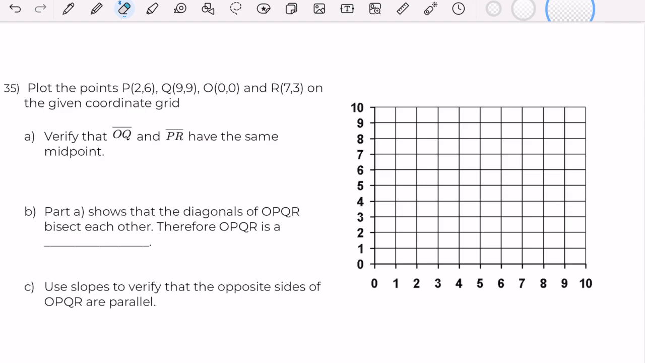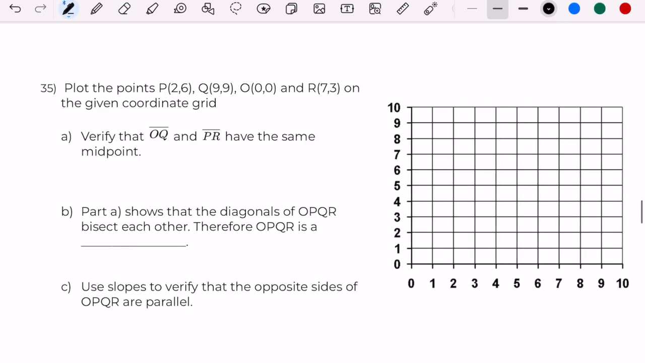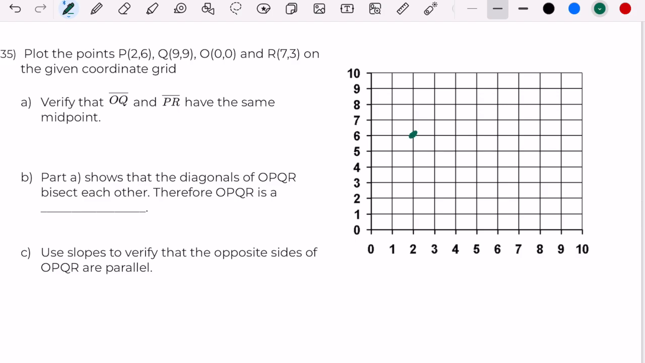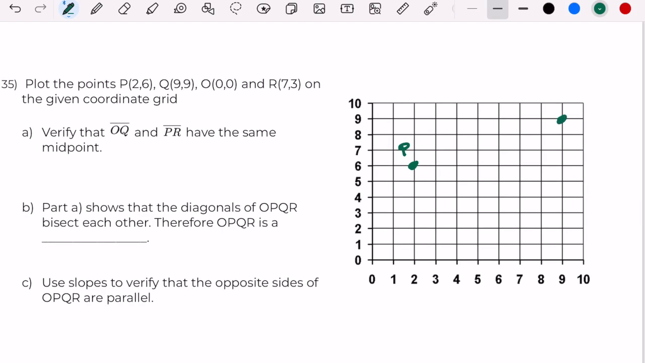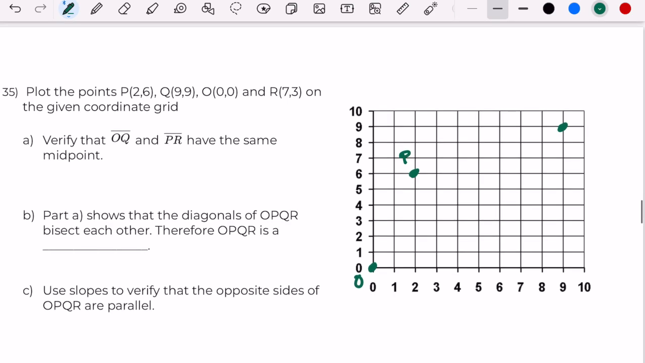Okay, so the next problem is a graphing problem. This problem will remind us of things that we learned last semester. Let us start by graphing the points of this quadrilateral. P is at 2 in x, 6 in y. So here I have P. Q is at 9 in x, 9 in y. O is at the origin, and R is at 7, 3. Lovely.